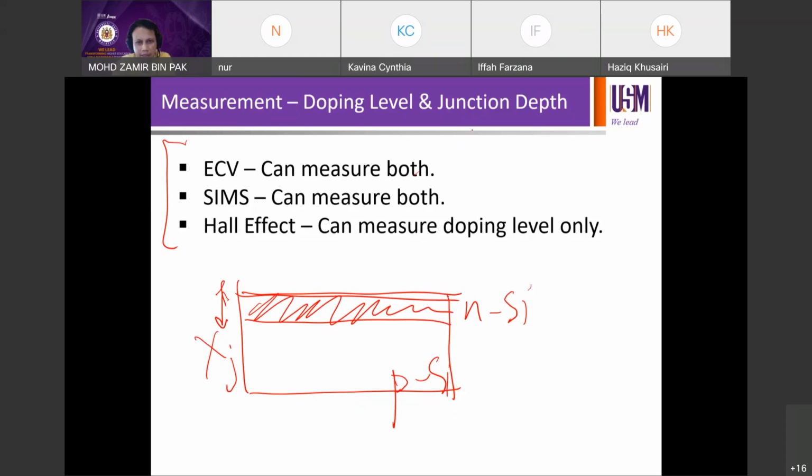You can use ECV in order to characterize doping level and junction depth. Okay, ECV is electrochemical voltage characterization. ECV, you can check later on.